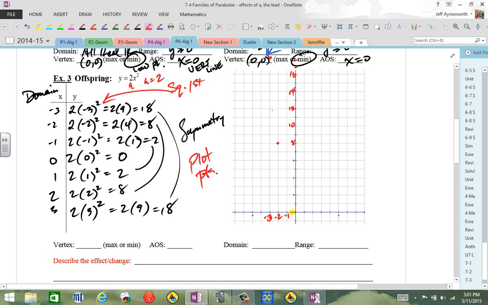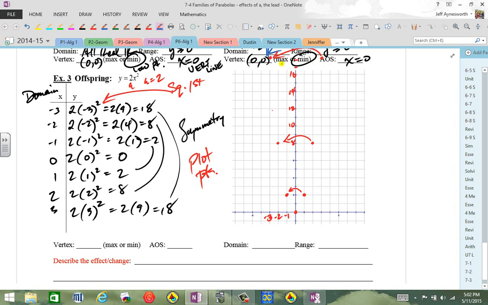Left 1 up 2. Boy, man, this is tough, man. 0, 0. Oh, it goes through the origin. 1, comma 2. Oh, symmetrical here. Look at that. Symmetry. 1, comma 2. 2, comma 8. 2, comma 8. 2, 4, 6, 8. Oh, symmetry again. Okay. And 3, comma 18. Right? 3 up all the way up here. Okay. Symmetry. Okay. And now we plot this bad boy.